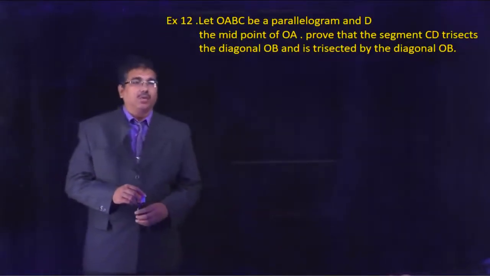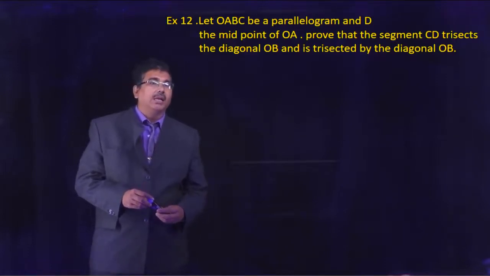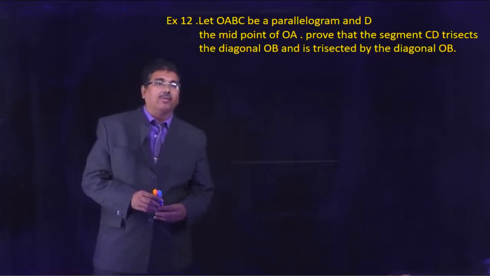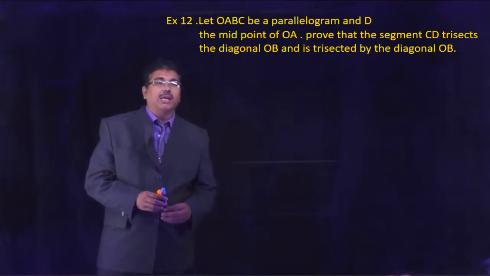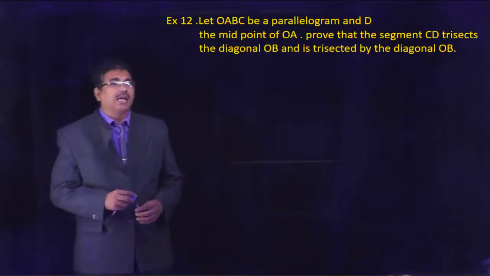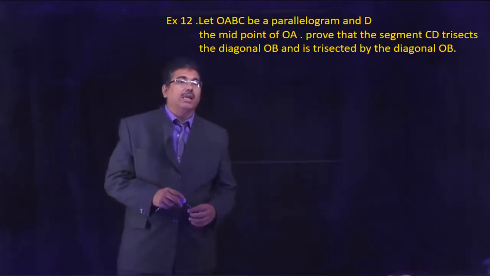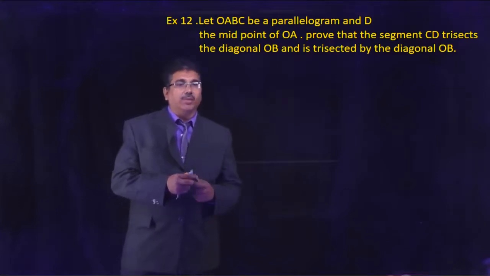Let us see the next problem. Let OABC be a parallelogram and D the midpoint of OA. Prove that the segment CD trisects the diagonal OB and is trisected by the diagonal OB.